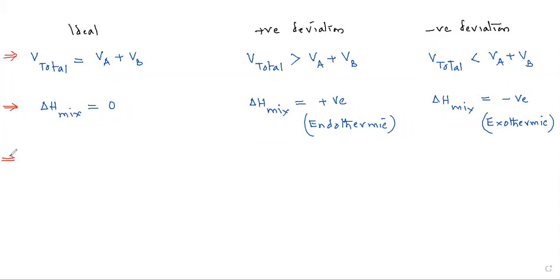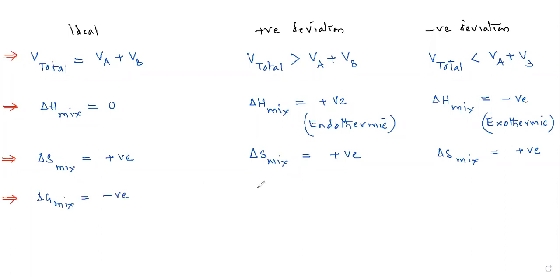Next. Coming to delta S mixing and delta G mixing, they are always the same. Always positive in case of delta S, and when it comes to delta G, it is always negative.